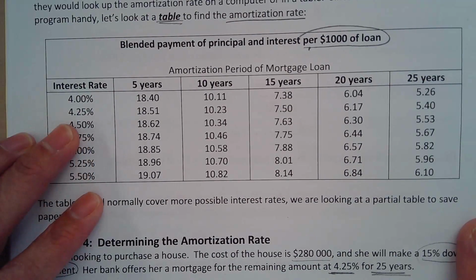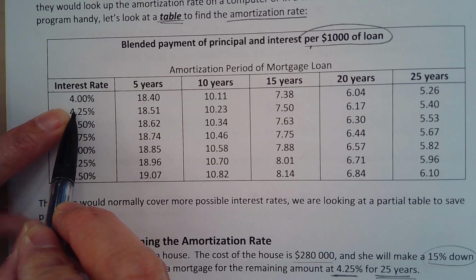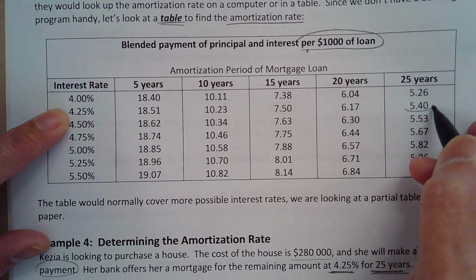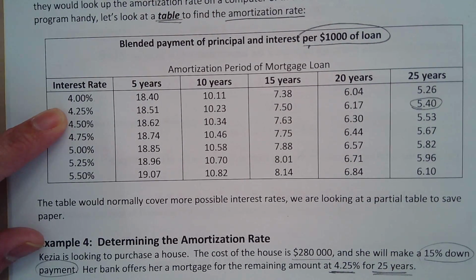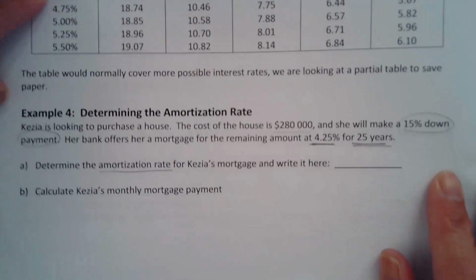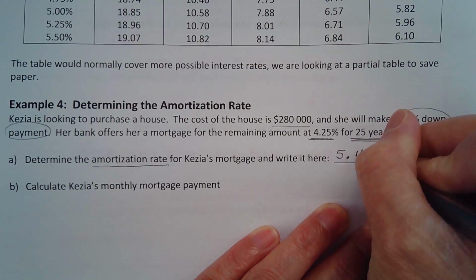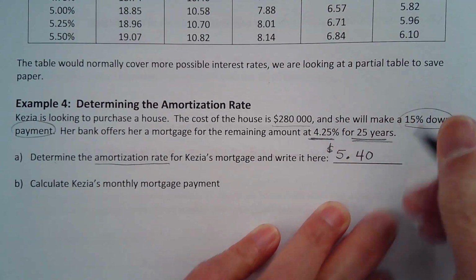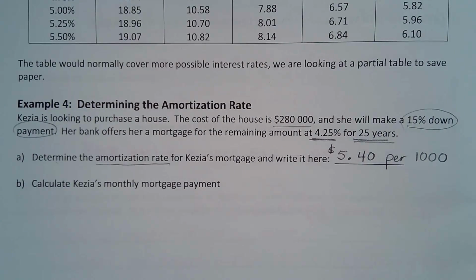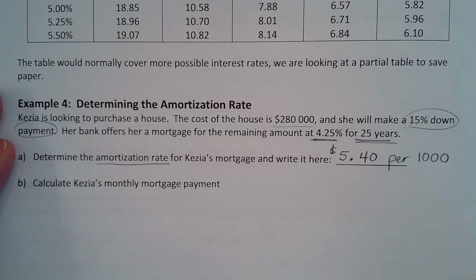4.25%, so we're gonna look at our table. 4.25% is here. And 25 years, so we're looking at $5.40. Is that okay? So the amortization rate is $5.40 per thousand. Is that good? Because it says there per thousand of loan.